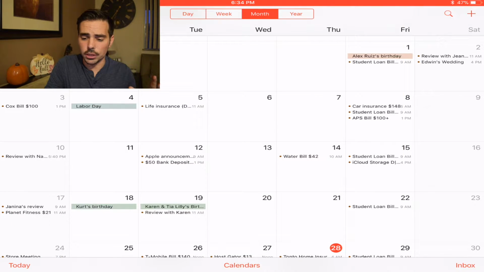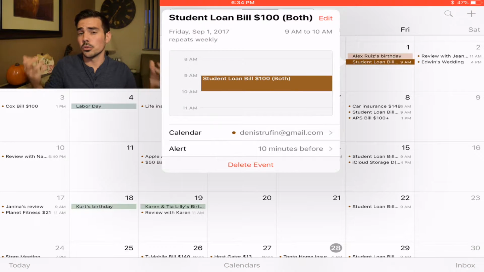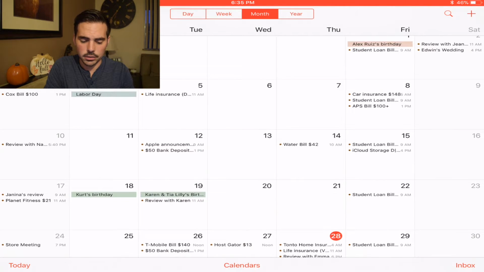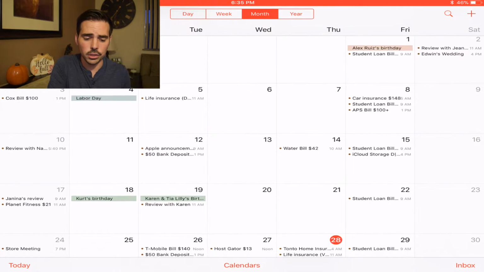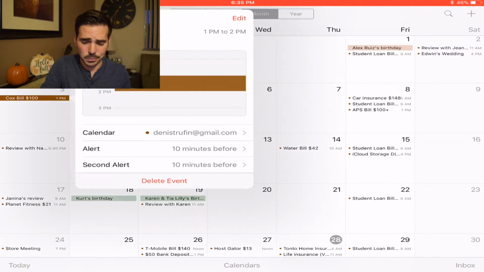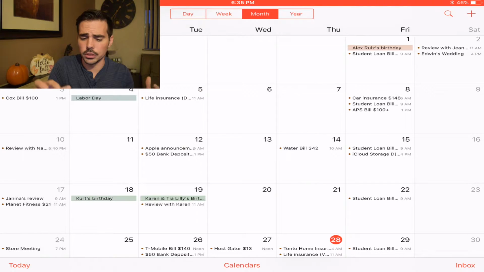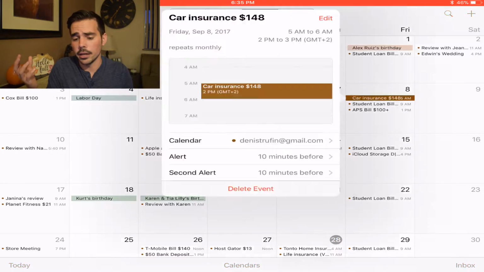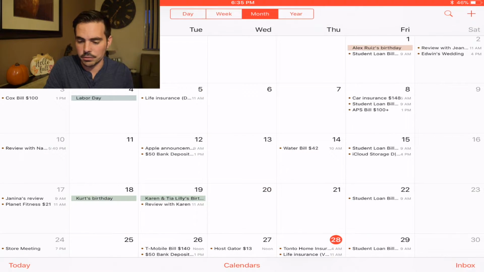You'll see on here we have our student loans. We pay a total of $100 every single week because we get paid on a weekly basis. It says student loans $100 in parentheses. Then we have our Cox bill for our internet service at $100 here on the 3rd. Then our life insurance, which is $43 for me, and our car insurance gets put in together at $148. And then again, our student loans, because it's every single week.